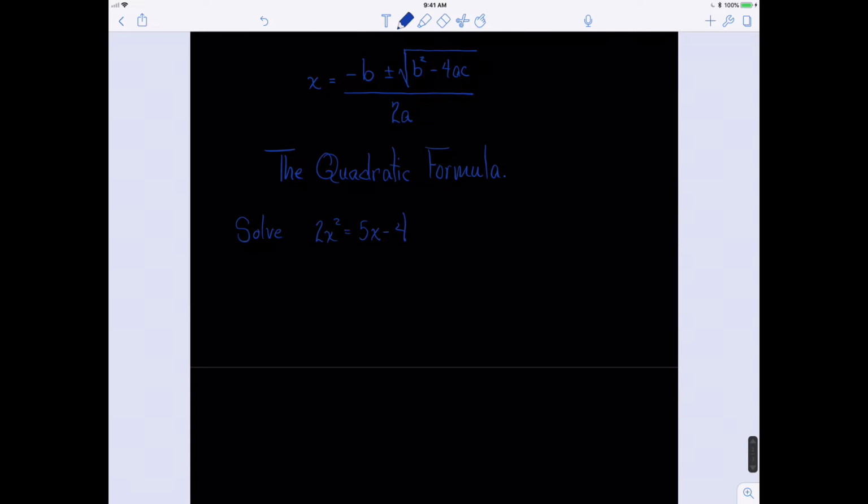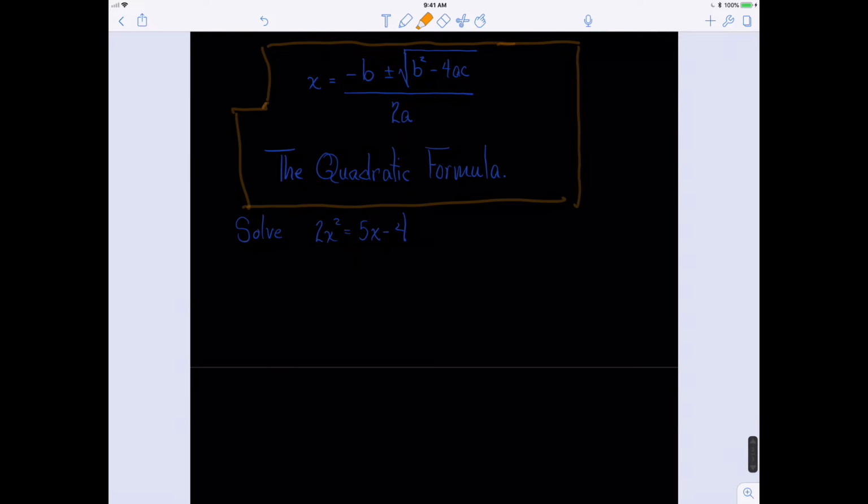Hi, in this video we are going to use the quadratic formula to solve 2x squared equals 5x minus 4. Now, in the last video we actually derived the quadratic formula, and here it is right up above at the top of our screen.